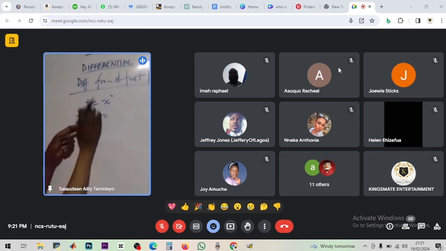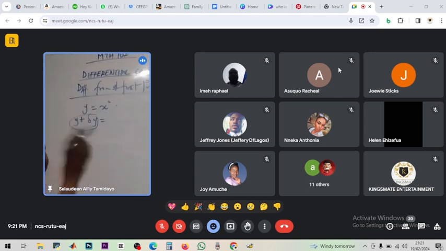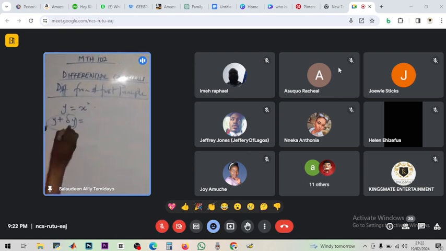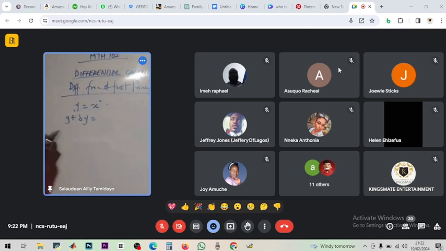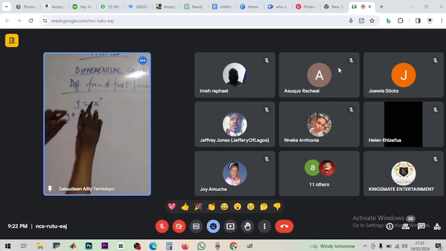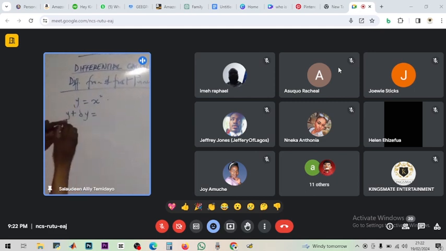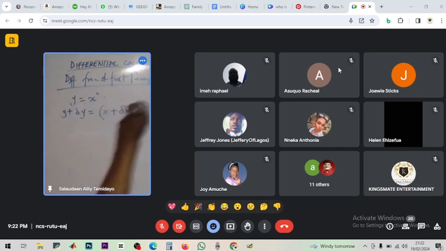Since you already changed what your y is, you are using both of them to represent y. This is y, and this is y plus dy. They give you this y increment. I don't want to be explaining that too, because some people will not understand, and I don't want to make things more complex. So we are using y plus dy to represent ordinary y here now. So y plus dy equals x plus dx squared.